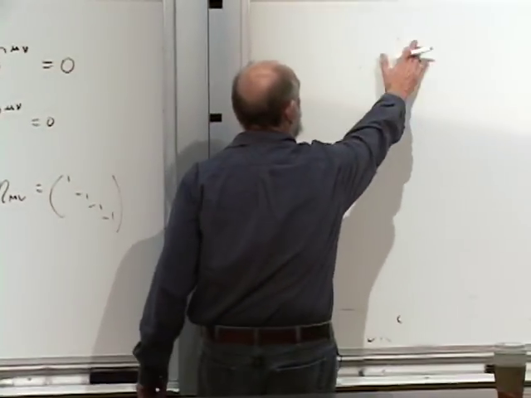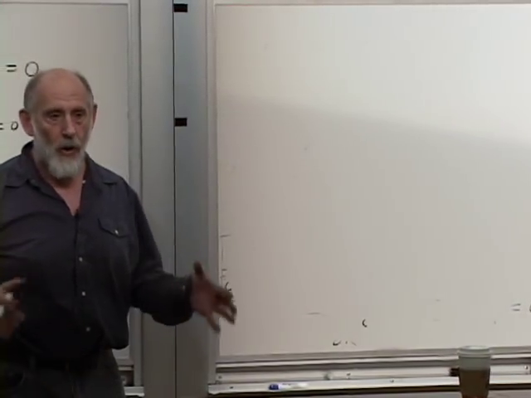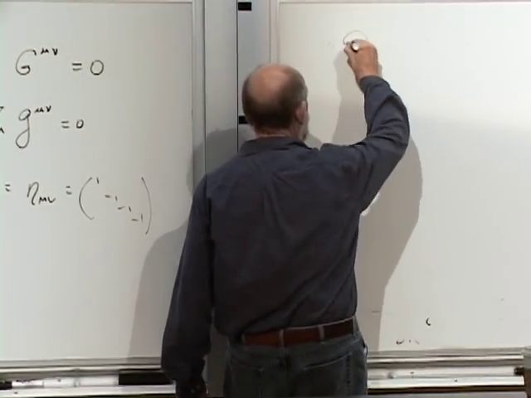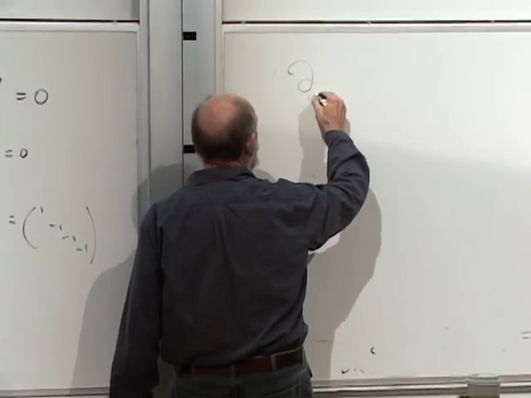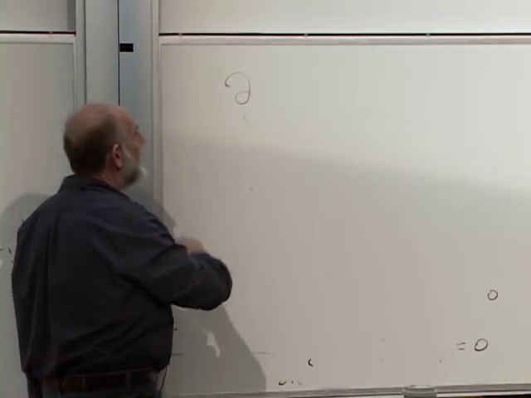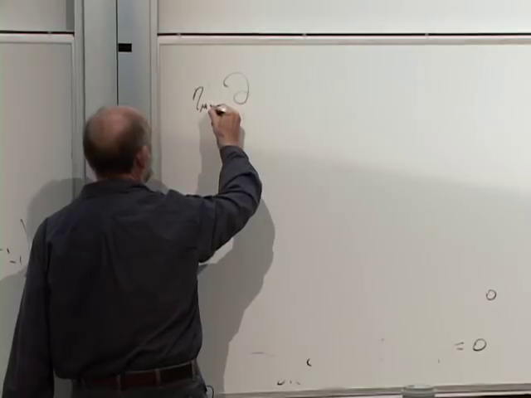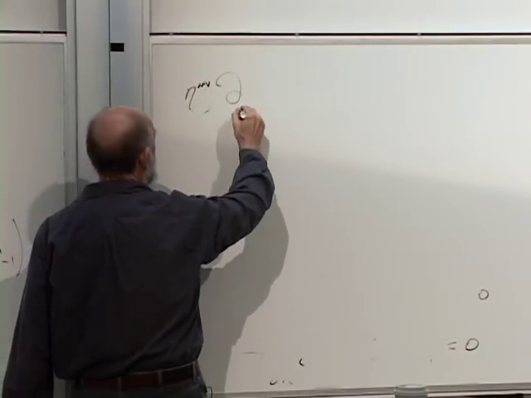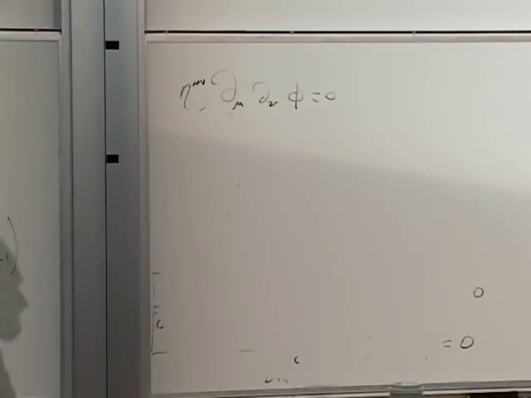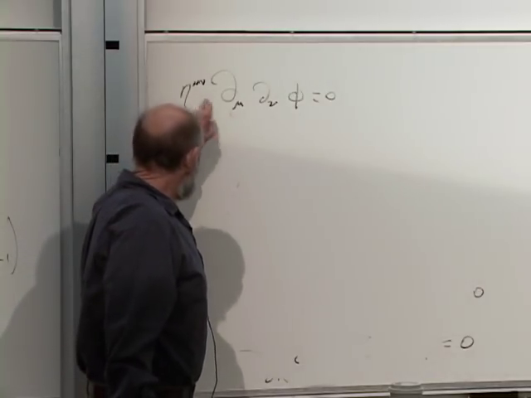And now we can go back to ordinary Cartesian coordinates. In other words, Minkowski coordinates, and write the wave equation the way that we had it before. What did we have before? Eta super mu nu d mu d nu phi equals zero, right? That was the wave equation written in a nice covariant notation, but in flat space. No Christoffel symbols, no varying metric, just eta mu nu.